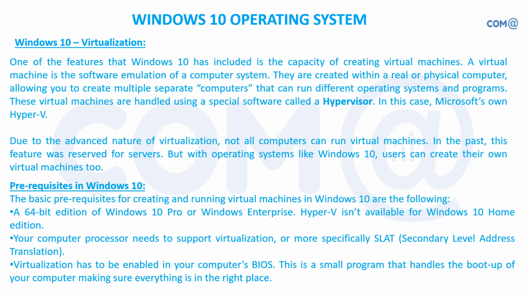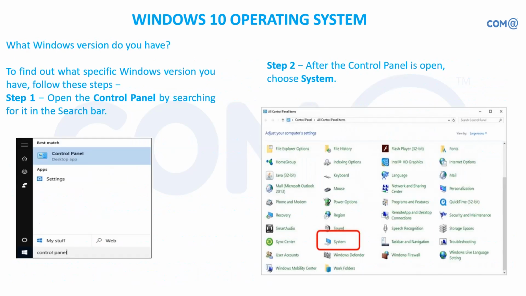For that, you need a 64-bit operating system, Windows 10 Professional or Windows 10 Enterprise. With home editions, you cannot get it. First thing. Second, your computer processor needs to support virtualization. It should have SLAT, which is nothing but Second Level Address Translation. Third is BIOS. You have to enable the setting in BIOS so that you can utilize the options. Though you have all the features available, if your BIOS is not supporting it, then you cannot do anything. So you have to check that it is enabled in the BIOS.